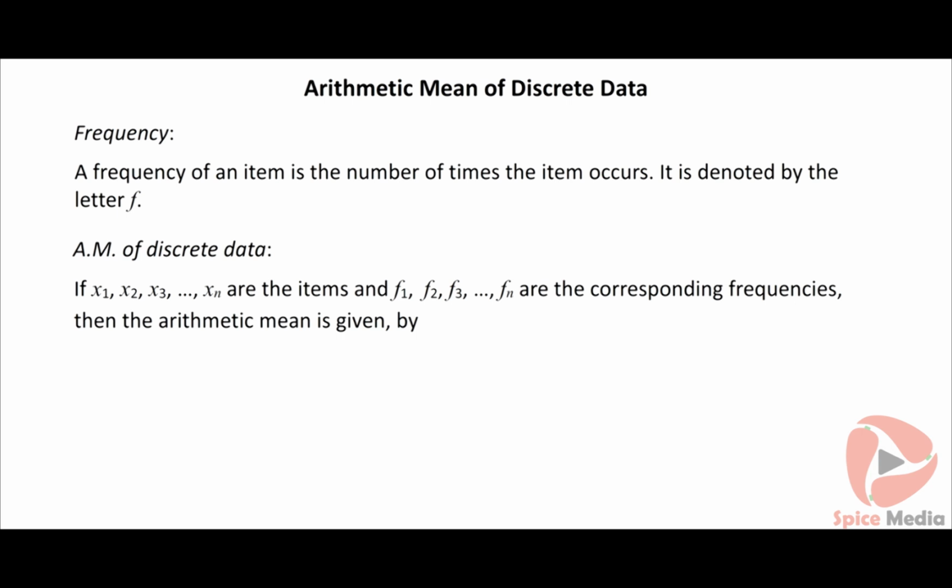Arithmetic mean of discrete data. Frequency. A frequency of an item is the number of times the item occurs. It is denoted by the letter f.